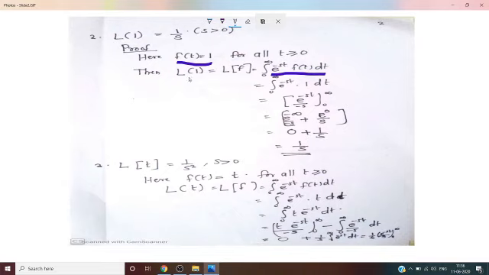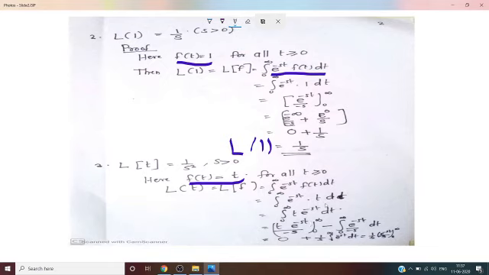Therefore we get L of 1 equal to 1 by s. L of 1 is 1 by s. Now we can find L of t. L of t is 1 by s square. Let us see. Here f of t equal to t for all t greater than or equal to 0. Then L of t equal to integral 0 to infinity e raised to minus st into t dt.